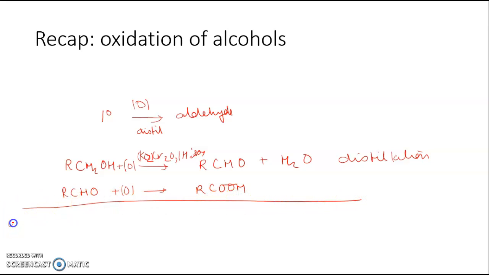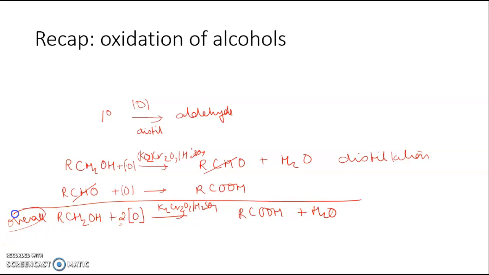That means overall the reaction, if you add up these equations, cross out the common things on both sides, then you are left with RCH2OH plus 2 lots of oxidation process, so 2 steps there, so I show 2 here. I've crossed out the aldehyde, so my final product is the acid plus H2O. So if you're asked the overall equation for a 1-degree alcohol, you would show this.